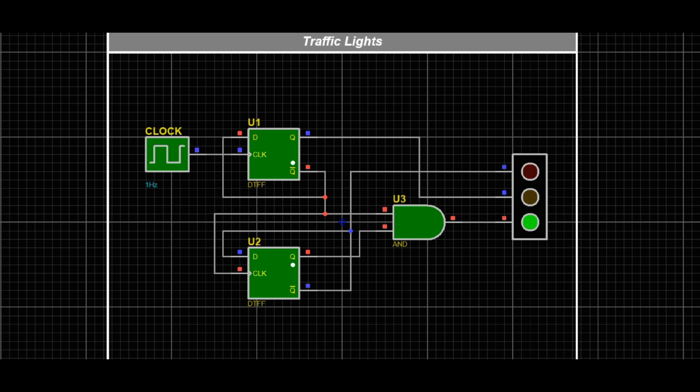A D flip-flop is a type of digital memory circuit that stores a single bit of data. It has 2 main inputs. D, Data input, this is the value that gets stored. Clock, CLK, the flip-flop updates its stored value on the rising edge of this clock pulse.